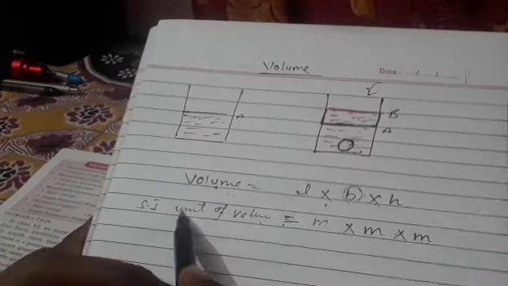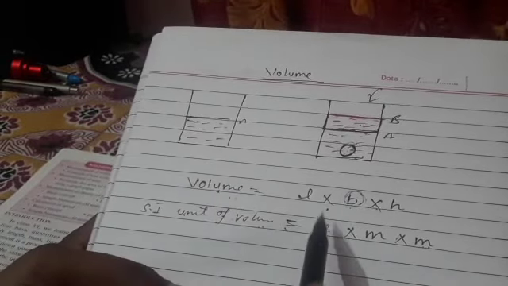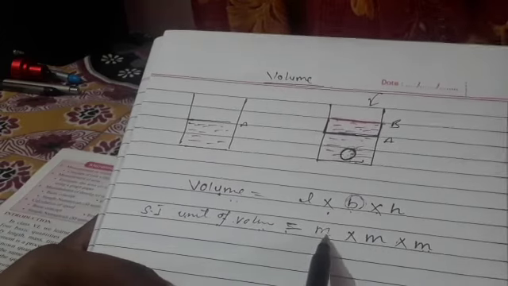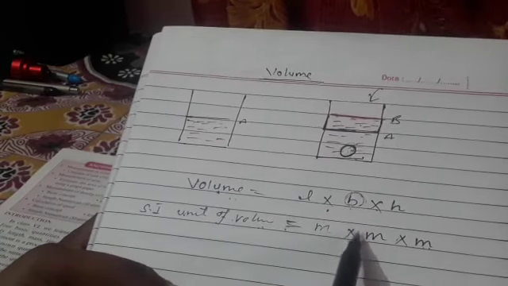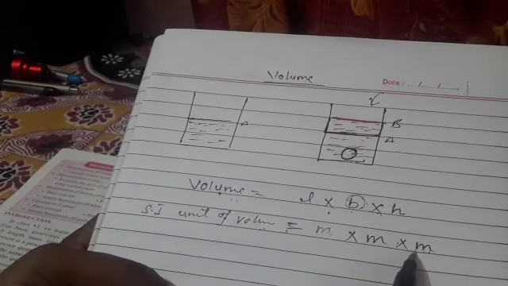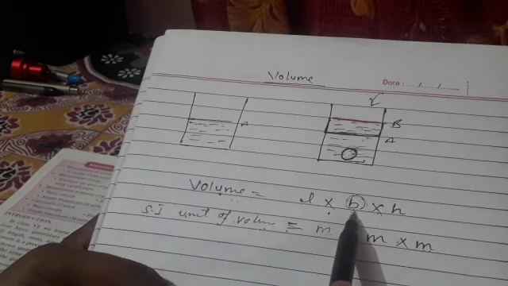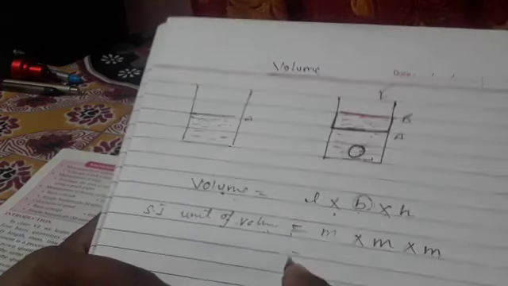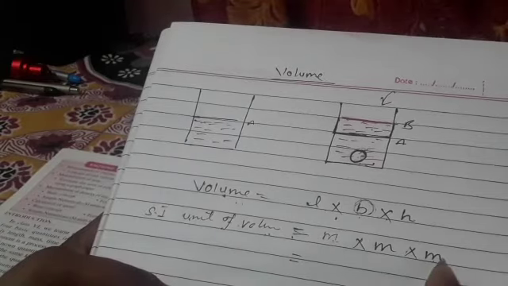Okay, so SI unit of volume is equal to length into breadth into height. Length, you all know the SI unit of length is meter. Breadth is also measured by length. Height is also measured by length. It means we can measure breadth in meter, height in meter. So meter into meter into meter, what is the answer?